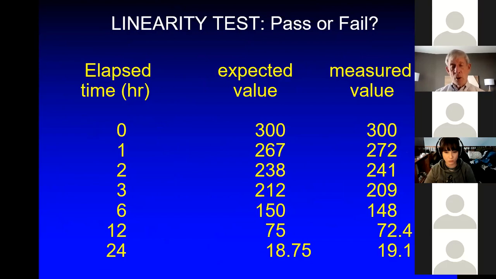So here, time 0, we got 300 millicuries. That's expected and measured. Now, the middle column, we have decay corrected. For example, if you go down to 6 hours on the left, you can see it went from 300 to 150. Another 6 hours, it went from 150 to 75. 24 hours, it went from 75 to 37.5 to 18.25, or whatever that number is. Can't see it on my screen. And then take a look at the measured values. What do you think? Pass or a fail? Anybody?